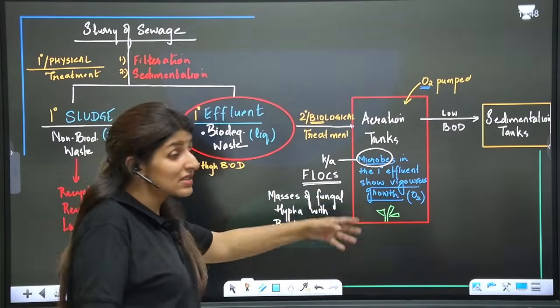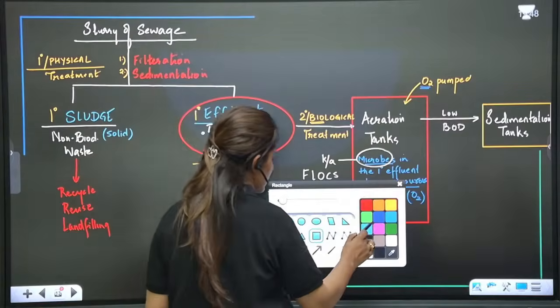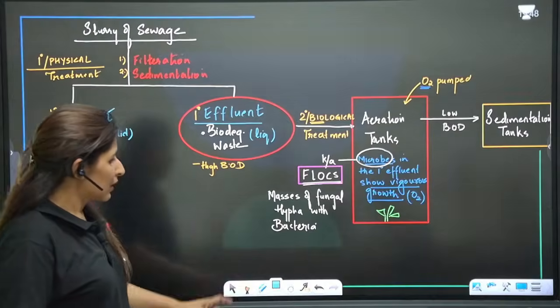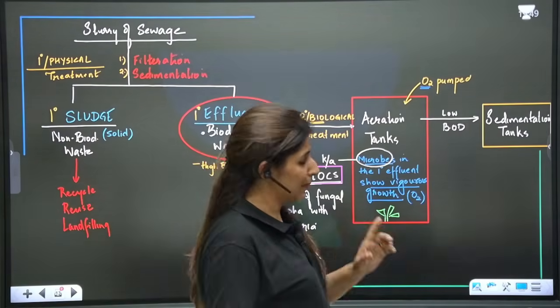So who decreased this BOD? It is these microbes which are called flocs. Yes or no? Please tell me these points are clear to everyone. Right? So now my objective is actually fulfilled.